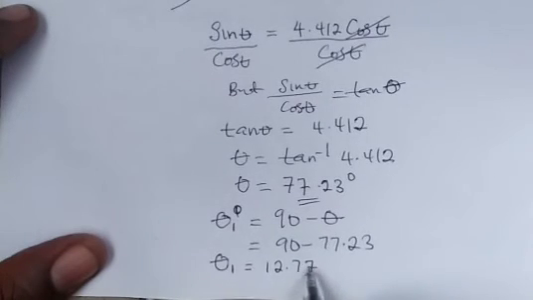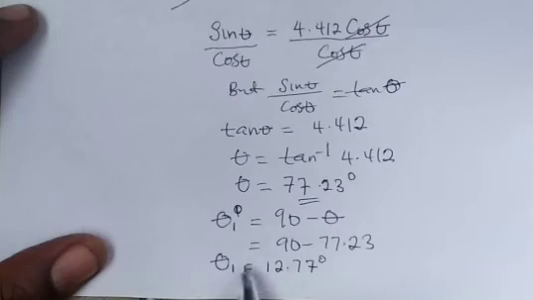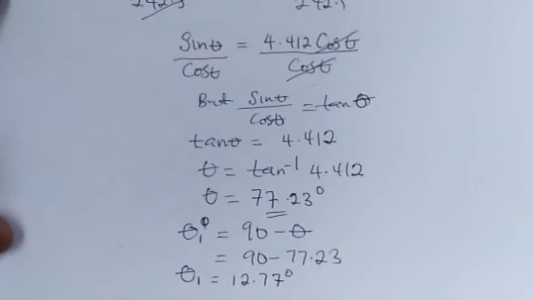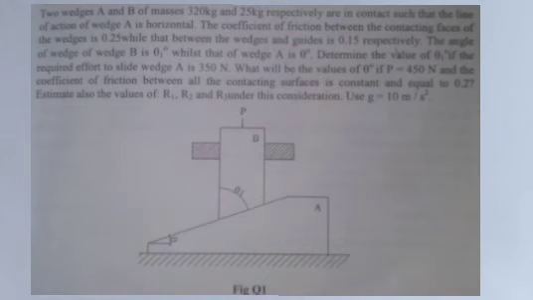12.77 degrees. So this is my theta 1. We'll go to the next aspect, which is the next category of the question. Look at the top right corner of the screen. It says that we should determine the value of theta 1 degree if the required effort is this.